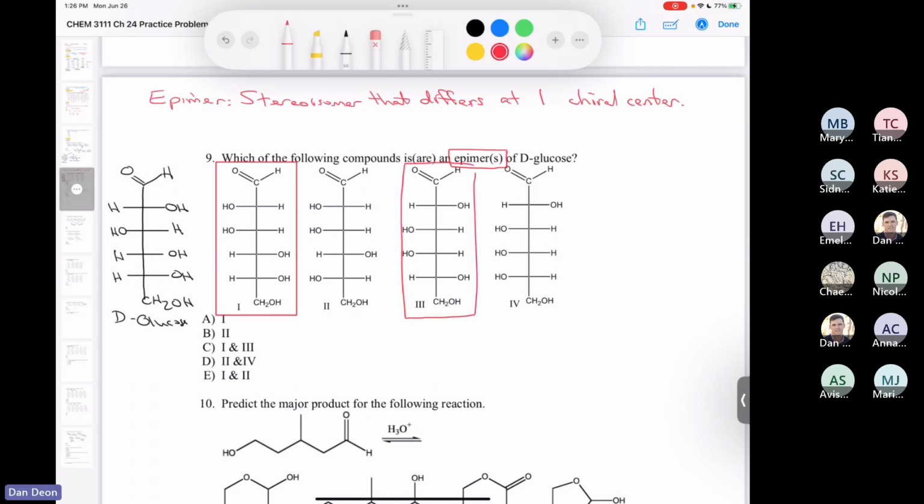Right. So number 1, the difference is at carbon number 2. No, it's at carbon number 1. Sorry, my mistake. And on the third one, it's at carbon number 4. There we go. All right. So the answer is 1 and 3 are epimers of D-glucose. Remember, it's a type of diastereomer, just differs in the configuration at 1 chiral center.